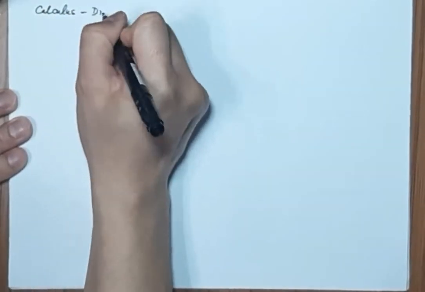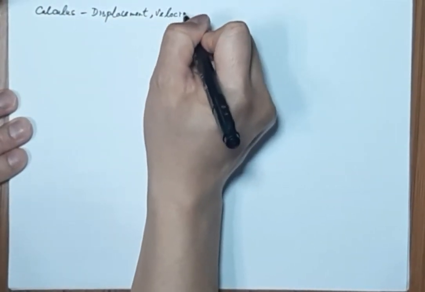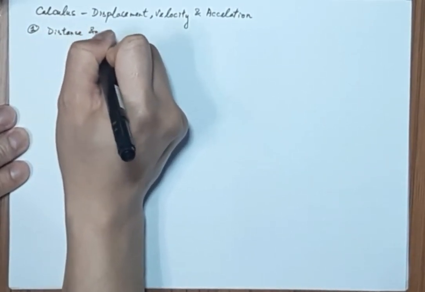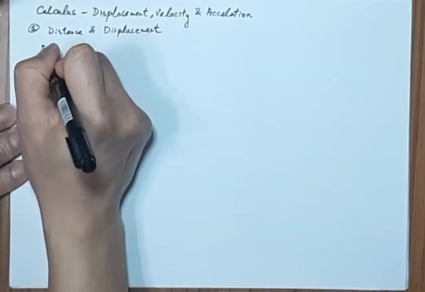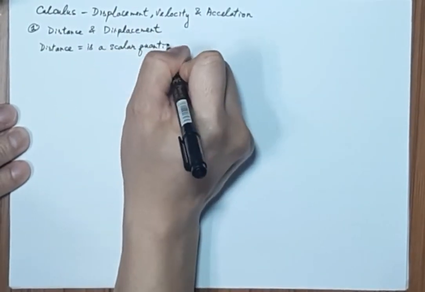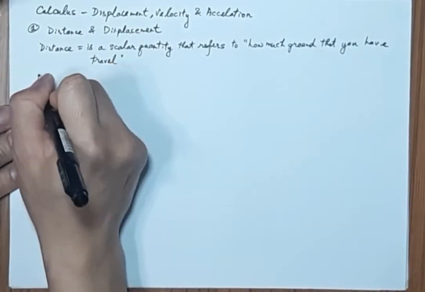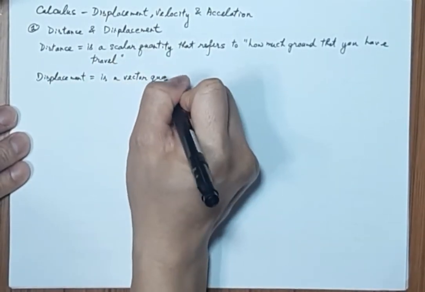Today we are using calculus to talk about displacement, velocity, and acceleration. First of all, we have to talk about the difference between distance and displacement. Distance is a scalar quantity that refers to how much ground you have traveled, and displacement is a vector quantity.